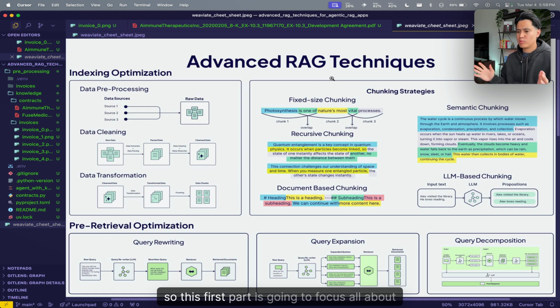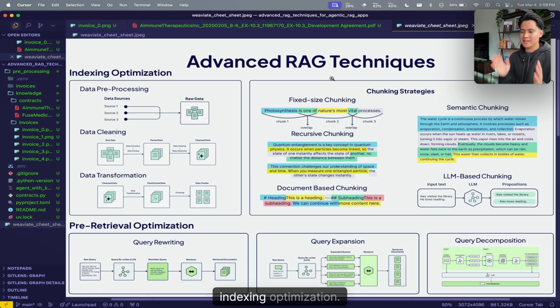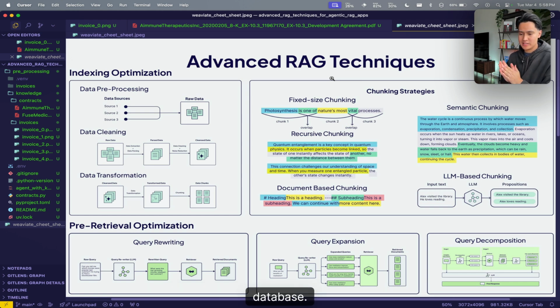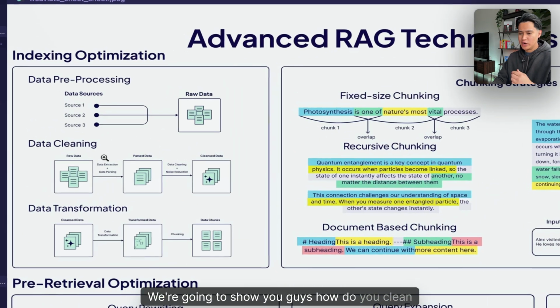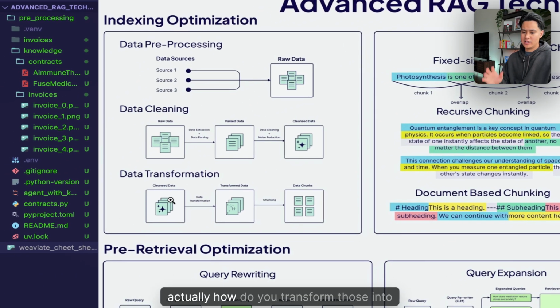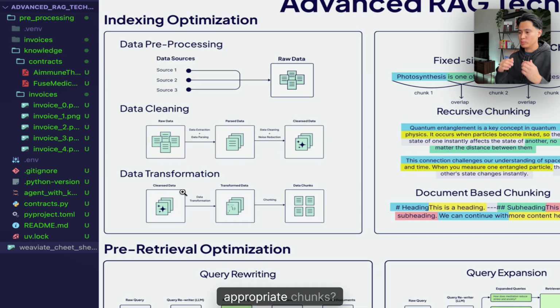So this first part is going to focus all about indexing optimization. We're going to use tools like Docling, then store the chunks generated into a Weaviate database. We're going to show you guys how you clean data, how you keep the data that's relevant, and then actually how you transform those into appropriate chunks.